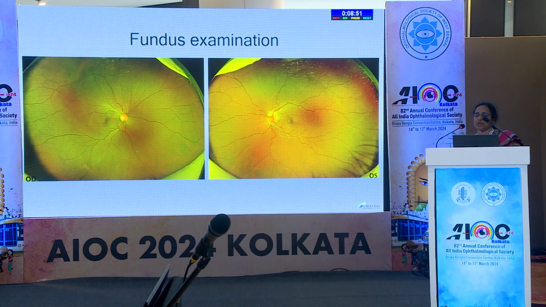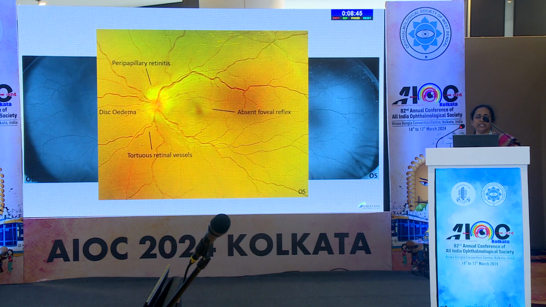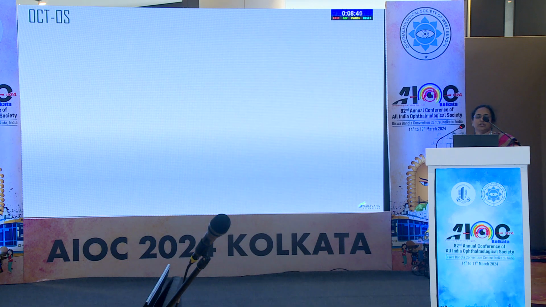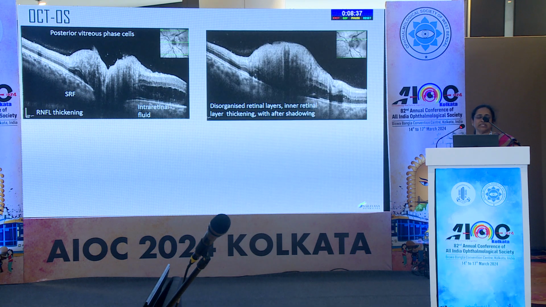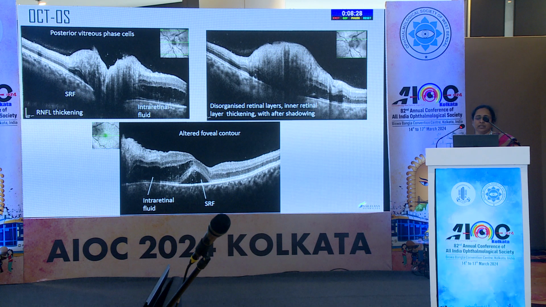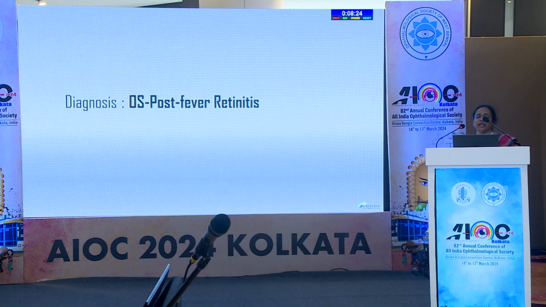The right eye was absolutely fine. In the left eye, she had vitritis. There was a disc edema and a peripapillary lesion was seen. Tortuous vessels were also seen. So this is an OCT showing posterior vitreous cells, subretinal fluid, intraretinal fluid, disorganized retinal layers with inner retinal thickening with aftershadowing. There was SRF and also intraretinal fluid was seen in the fovea.